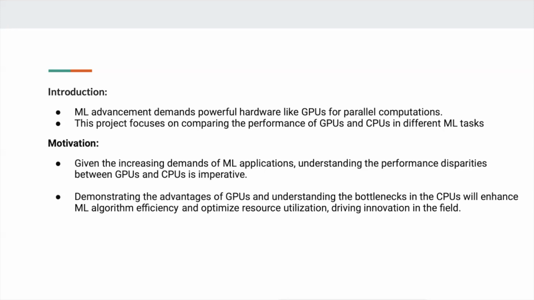As the demand for advanced machine learning applications grows, understanding the performance differences between GPUs and CPUs is essential. This knowledge will help us ensure the ML community continues to leverage the best available technologies for innovation.